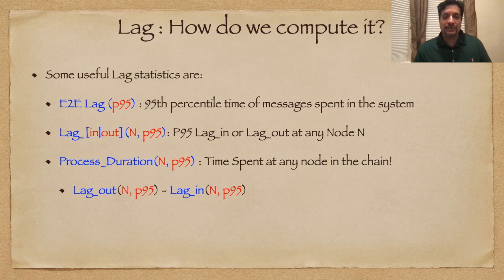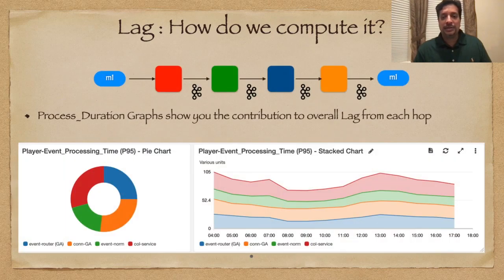Why is that useful? Let's have a look at a real example. So imagine this topology. We have a message that hits a system with 4 nodes. The red node, green node, blue node, and then finally an orange node. This is actually a system we run in production. And the graph below is taken from CloudWatch for our production service. As you can see, we took the process duration for each node and put it in a pie chart. This gives us the lag contribution of each node in the system.